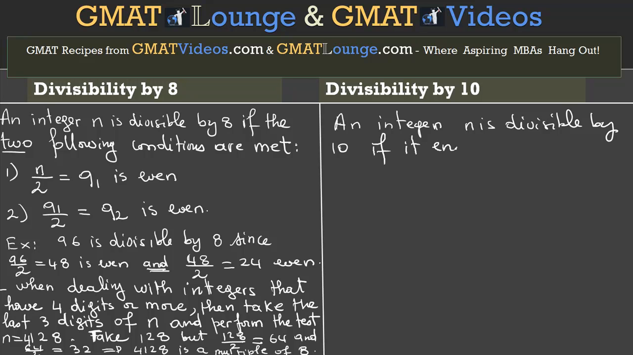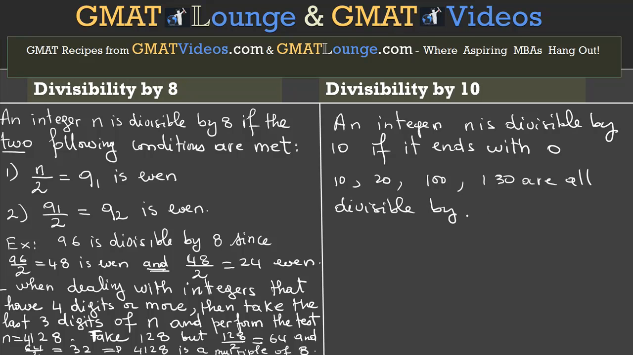Again, obviously, 10, 20, 100, 130, and so on, I mean, keep going, are all divisible by 10. Okay, this is trivial. We don't need to spend any time on this one. The main thing was divisibility by 8.